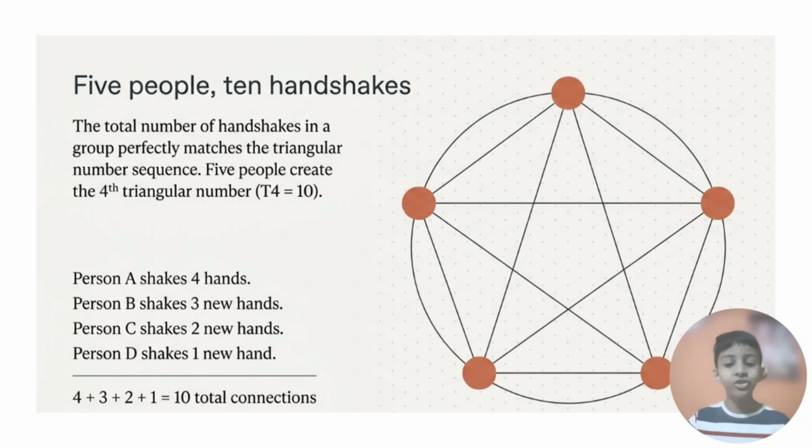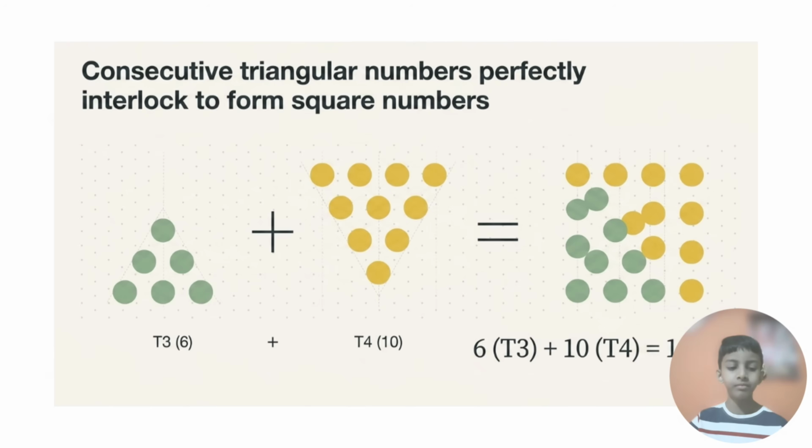You can also see it being visually represented through the image. That means 5 people create 10 total connections, which matches the fourth triangular number.